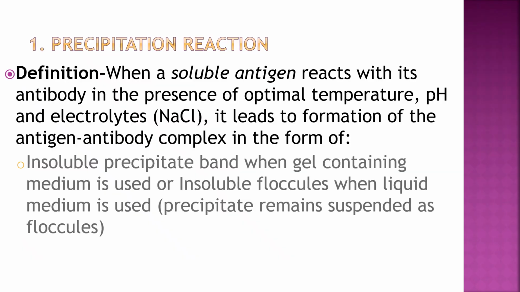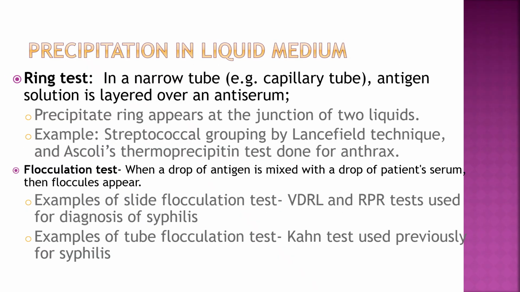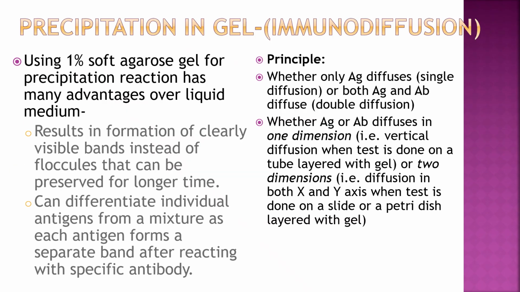Precipitation reaction, we have already seen the definition. Precipitation in liquid medium: ring test in a narrow tube, for example a capillary tube, where antigen solution is layered over the antiserum. A precipitate ring appears at the junction of the two liquids, example streptococcal grouping by the Lancefield technique. Another is the Ascoli thermoprecipitation test for anthrax. Flocculation test: when a drop of antigen is mixed with a drop of patient's serum, floccules appear, example VDRL, RPR. Tube flocculation, the Kahn test, was previously used for syphilis.